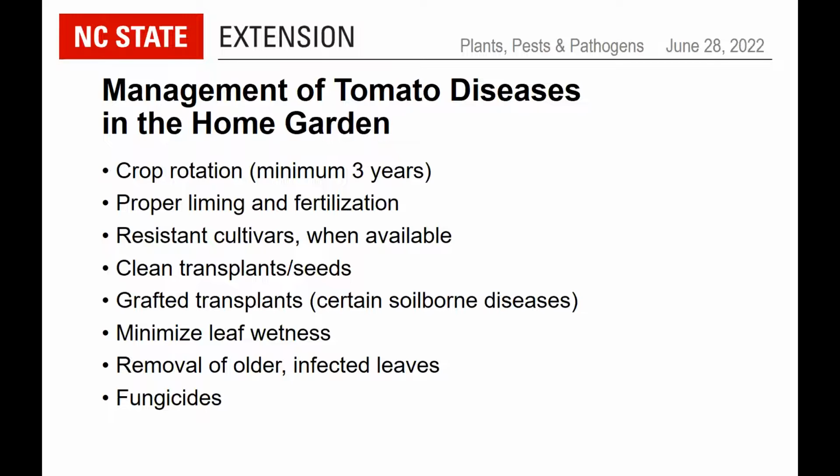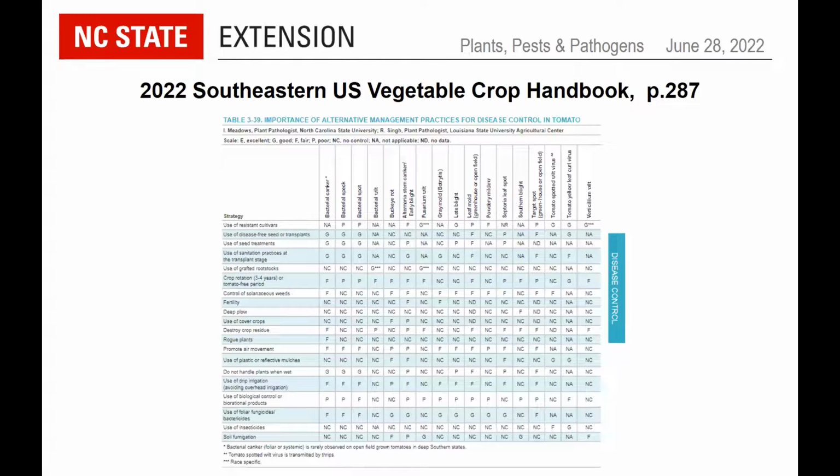Let me show this. I see some questions coming in the chat, but I just want to give you quickly the page number here, page 287 of the Southeast U.S. Vegetable Crop Handbook, a table of different management strategies and their relative effectiveness against different tomato diseases. And I'm pretty sure that this link is going to go in the email that'll go out after the program so that you can look that one up.